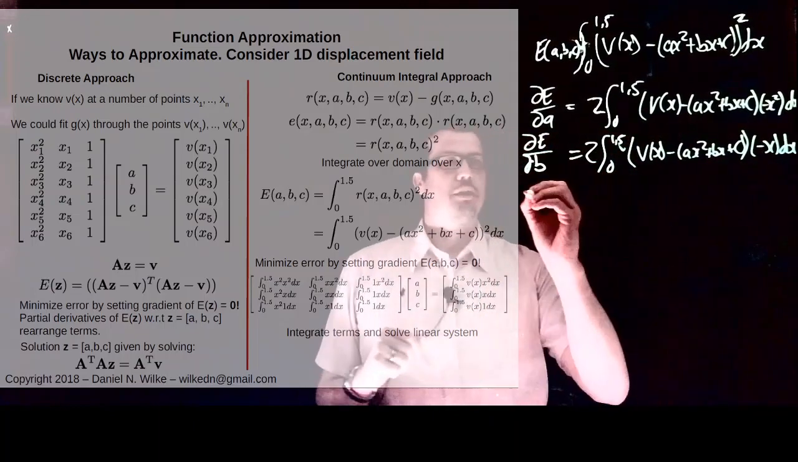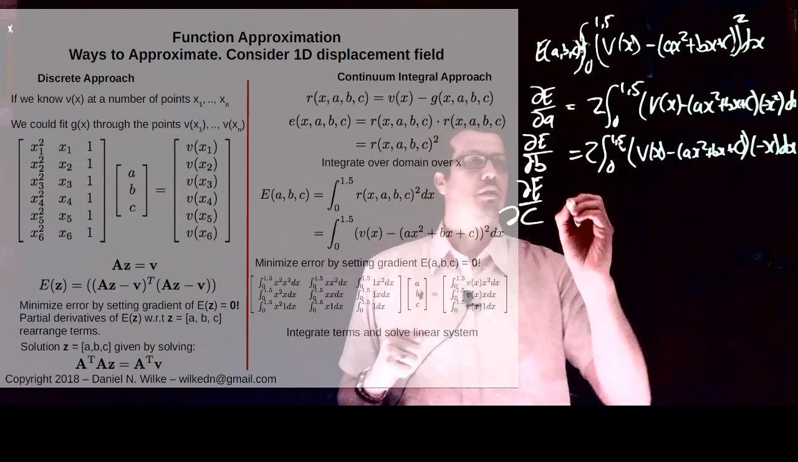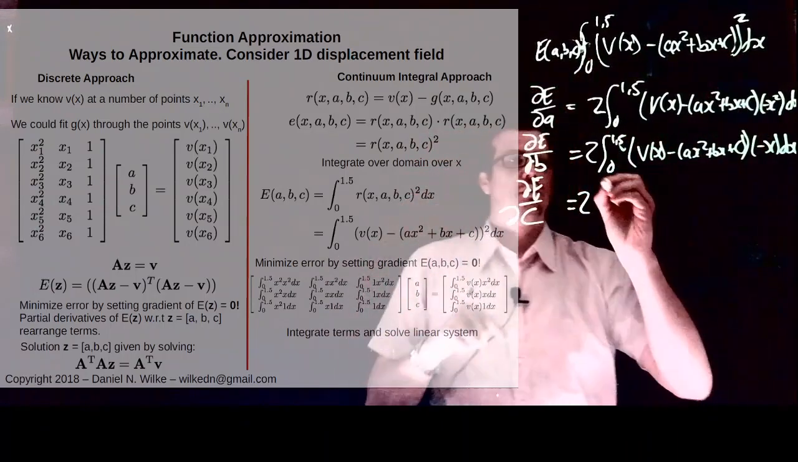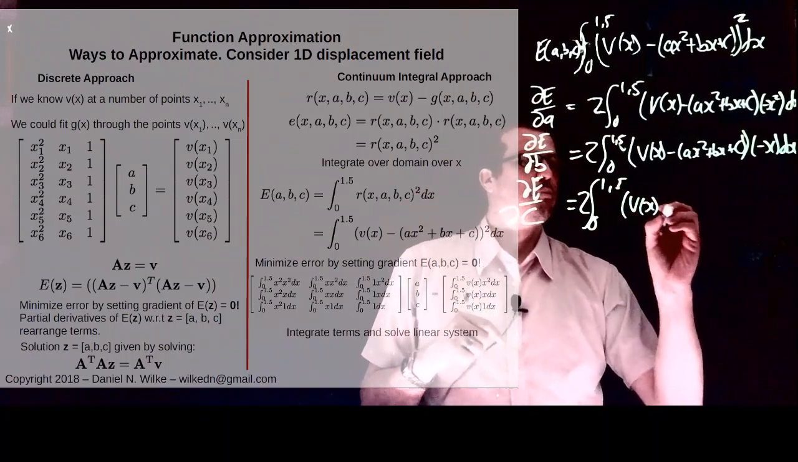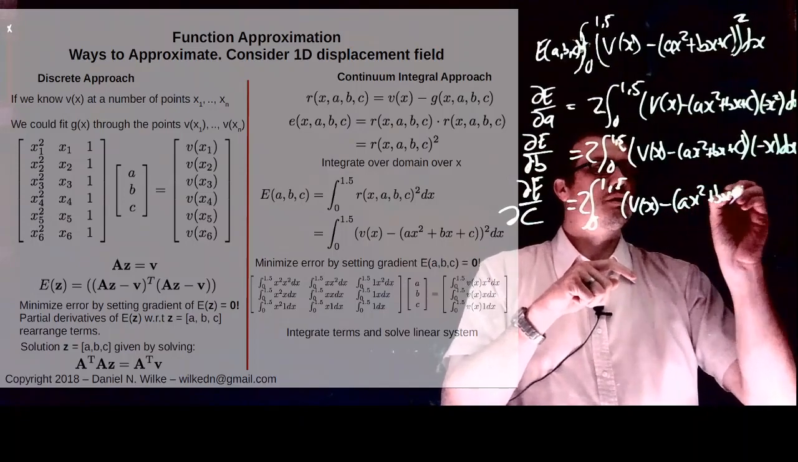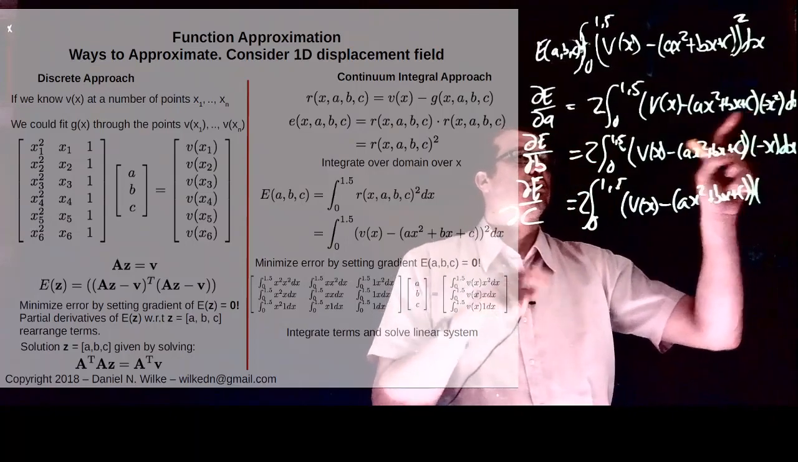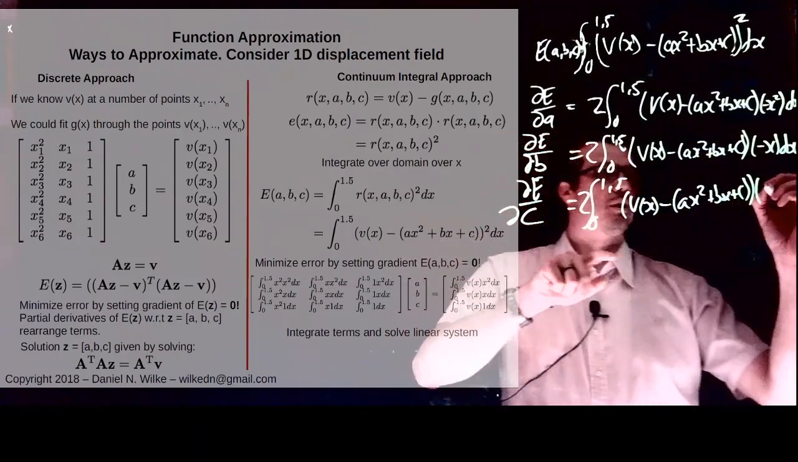And then the partial derivative of e with respect to c: again this expression is squared, so 2 times the integral from 0 to 1.5 of v of x minus (ax squared plus bx plus c), and then the derivative of the inside with respect to c is just minus 1.